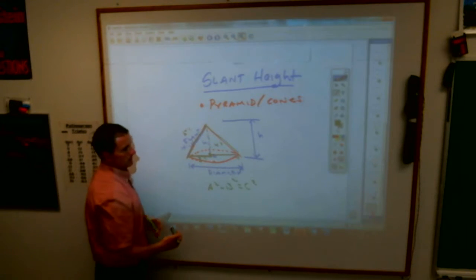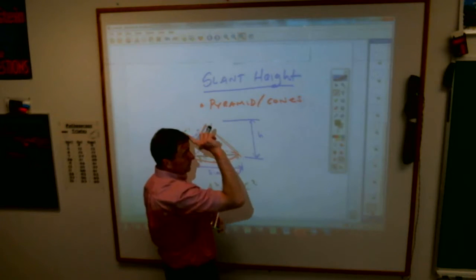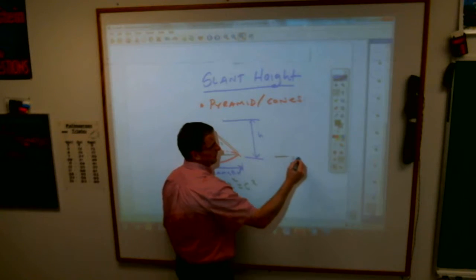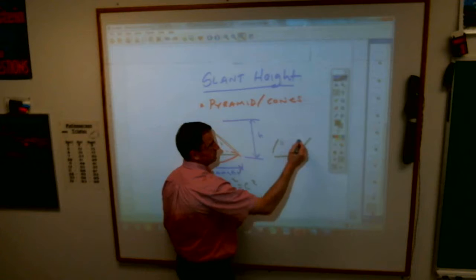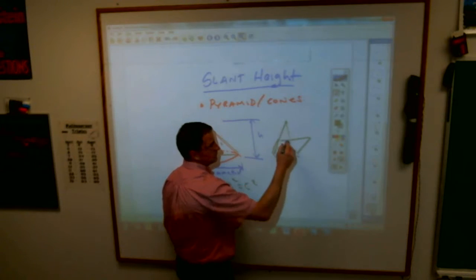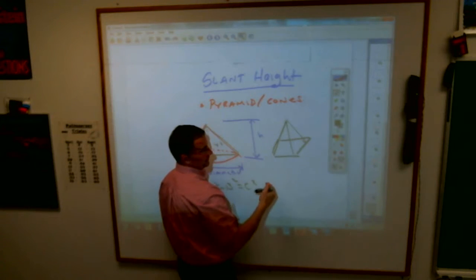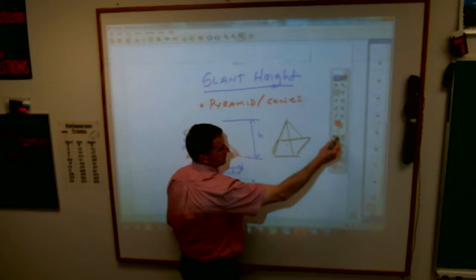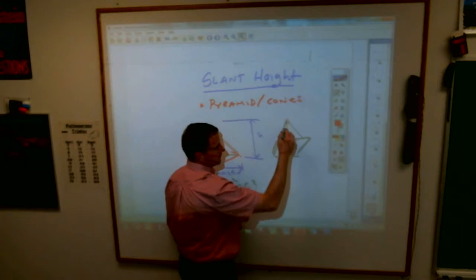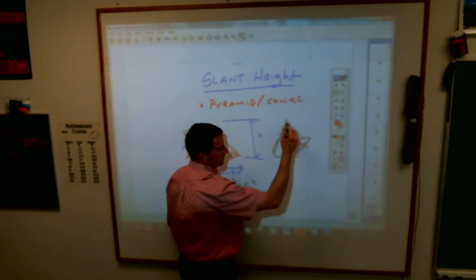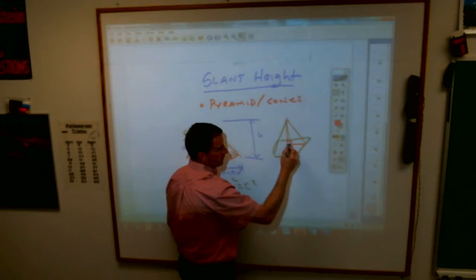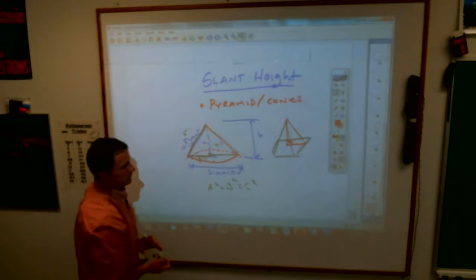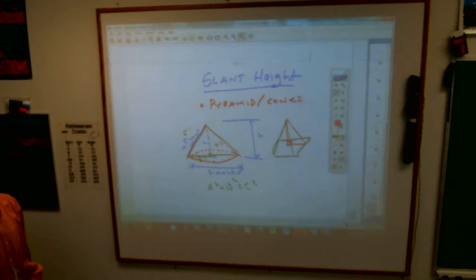Okay, and you're going to need it. And it's the same thing with a pyramid. If you're drawing a 3-dimensional pyramid, you get the same thing there. You cut it in the middle, which is kind of hard to do if you don't have different colors, and you go across here, you get that same right triangle that you're going to need to be able to figure out what the slant height is.